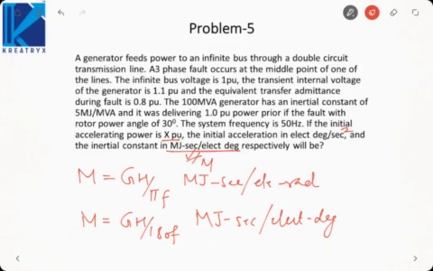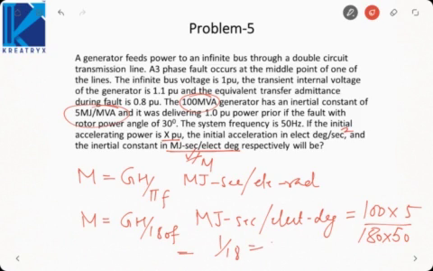Okay, so we will use GH by 180 f because the unit is megajoule second per electrical degree. G is actually the rating, 100 MVA. H is given as 5 megajoule per MVA, upon 180, frequency will be 50. So this will be 1 by 18, or 0.056. So this will be the inertia constant M.